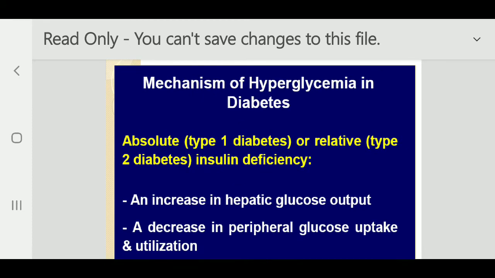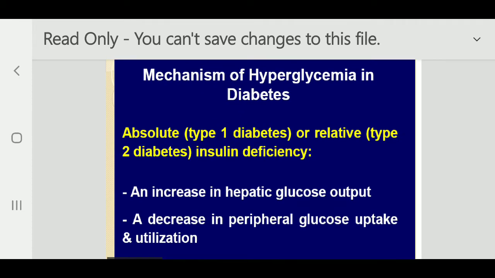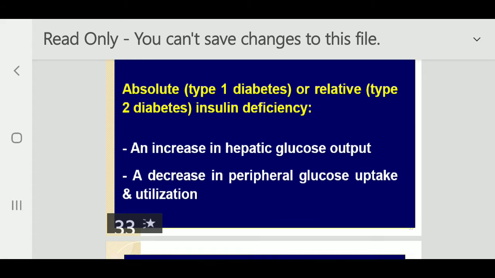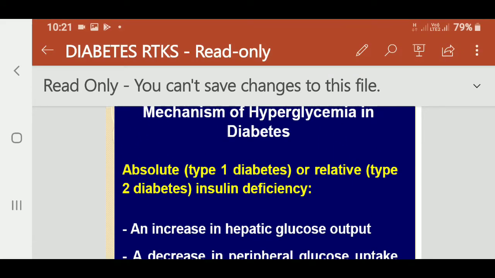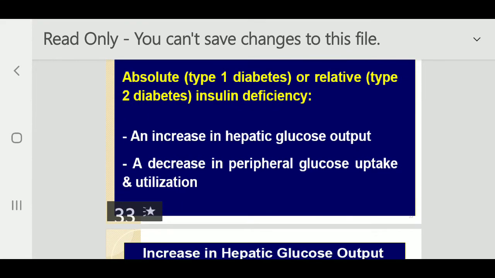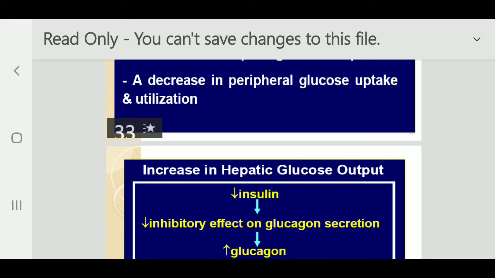Now, what is the mechanism of hyperglycemia in diabetes? In the absolute type, there is more hyperglycemia as compared to the relative type. There is an increase in the hepatic glucose output and a decrease in the peripheral glucose uptake. Do you understand now? Liver is producing more glucose and the peripheral tissues are consuming less glucose. So overall, what is going to happen? There will be an increased plasma glucose level.